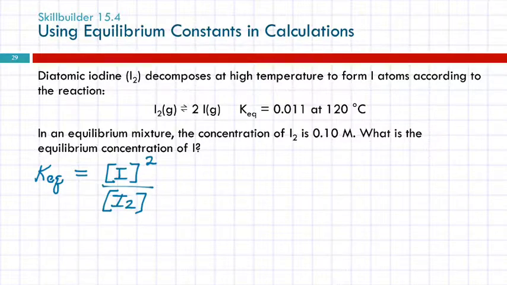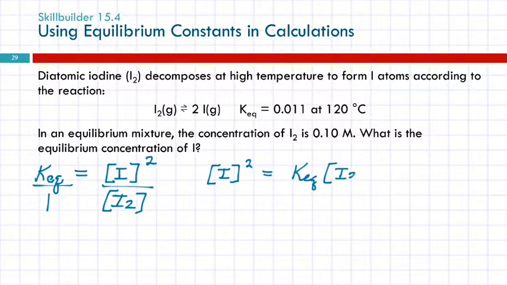What am I trying to find? I. Trying to find I. So I want this one. Again, we've got a fraction there. So let's cross multiply, get rid of the fraction. So 1 times I squared is going to equal KEQ times I2. You okay with that?